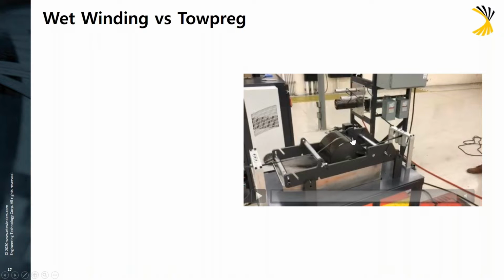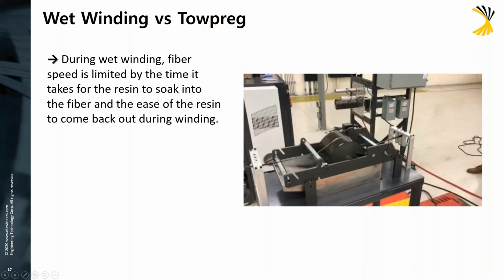That resin is then impregnating the tow, and the resin has to be of low enough viscosity to actually penetrate the tow. So we're typically dealing with relatively low viscosities so that it can penetrate in a short amount of time. The downside to that is that once it gets onto a winding machine, it can come out of the tow just as easily as it can go in.